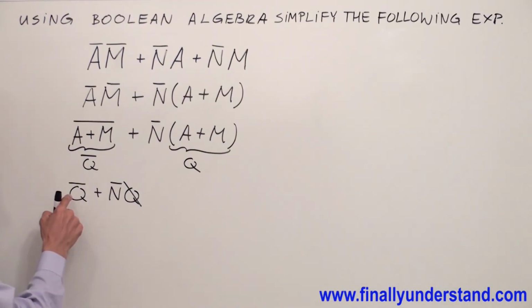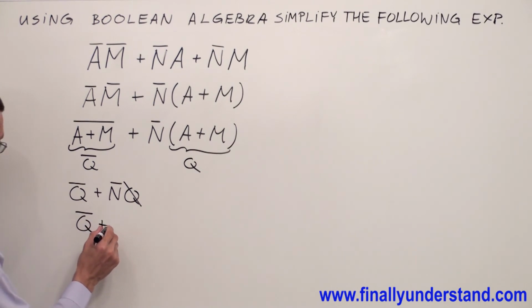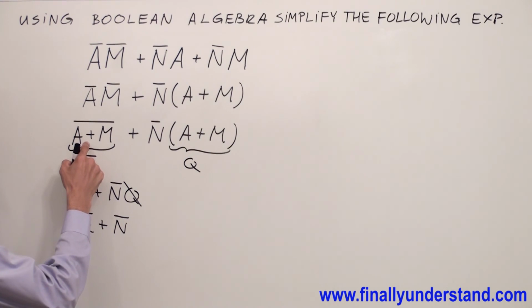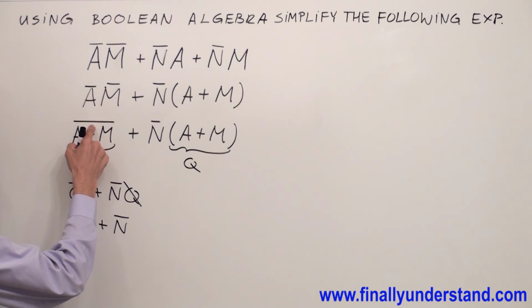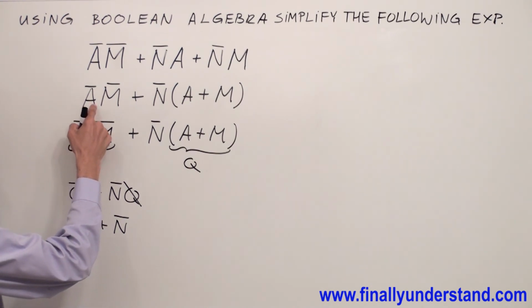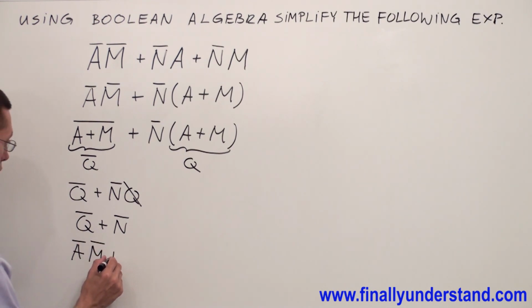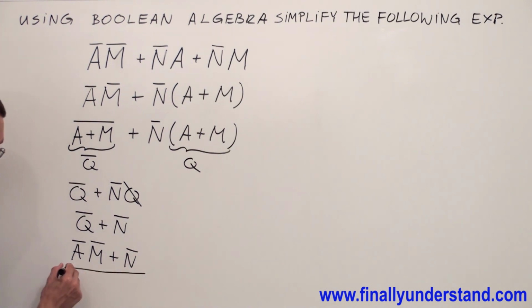That's why my solution is Q' or N', where Q' is nothing else but (A or M)', or we can say A' and M'. So this is going to be A'M' or N'. This is my solution.